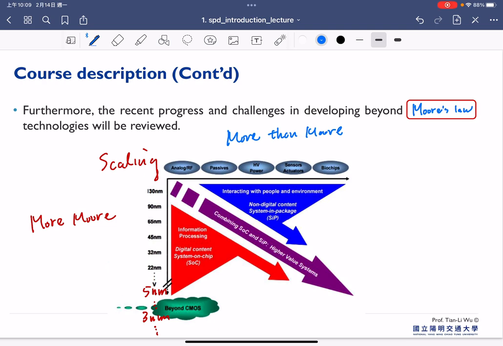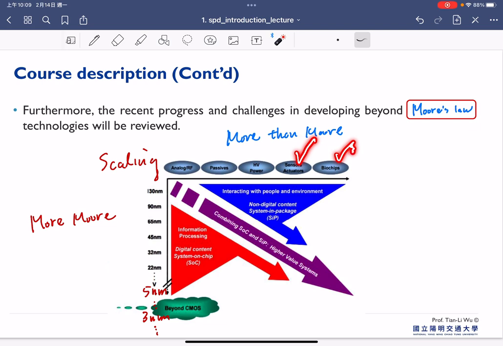In this technology, as shown here, we don't really have to scale down our devices, and we don't care about Moore's law. For example, we have analog RF, high voltage power, sensors, and biochips. These are the technologies that we call More than Moore.